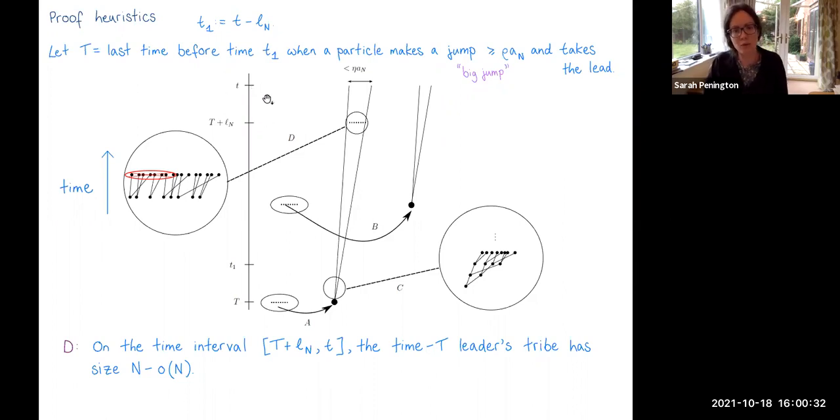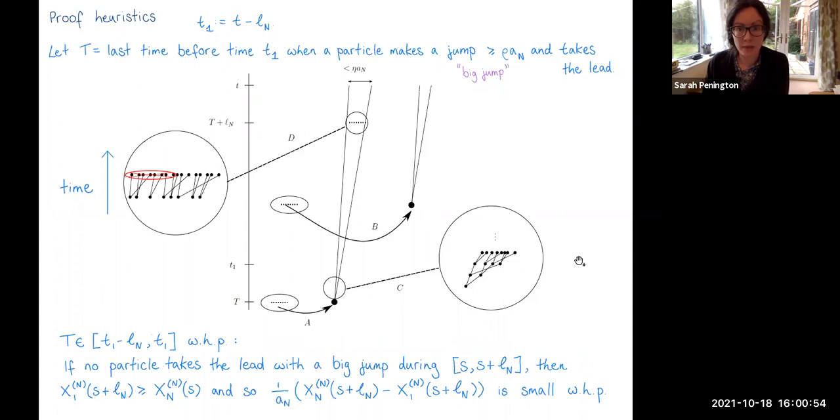In particular, because the number of descendants of this single particle is n minus little o of n, almost all of the particles at time little t are descended from this single particle, which is one of the things we wanted. Another thing that we claimed in the main result was that the time capital T is between t minus 2 ln and t minus ln, or in other words, between t1 minus ln and t1 with high probability.